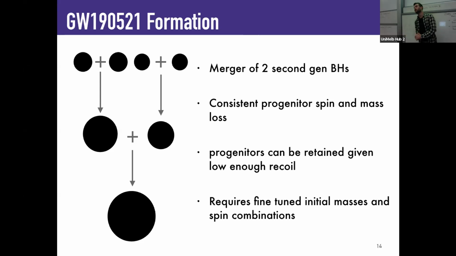And you can find an area of parameter space that shows the consistent progenitor spins and mass loss to produce the final 142 solar mass black hole, and also have sufficiently low gravitational recoils that they would be retained within reasonable, like regular globular clusters, assuming that it was formed within a globular cluster. So basically, yes, you still can form things like GW190521 through hierarchical mergers. You just have to have very fine-tuned initial masses and spin combinations to make sure that the progenitors aren't ejected before they can ever form a binary and merge.